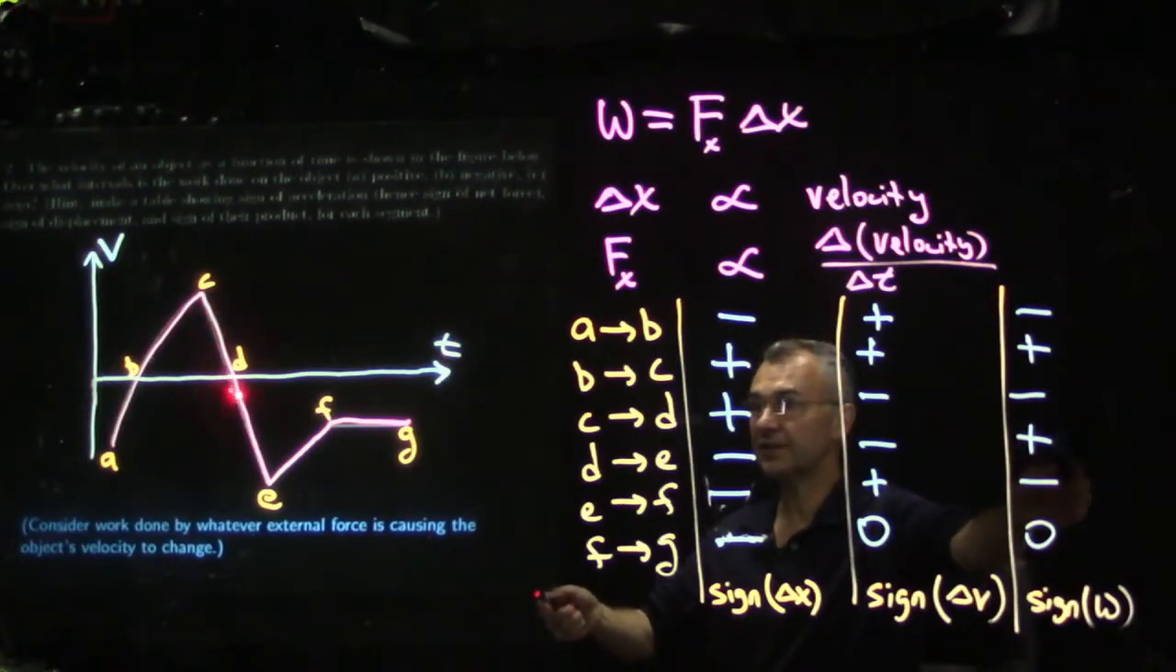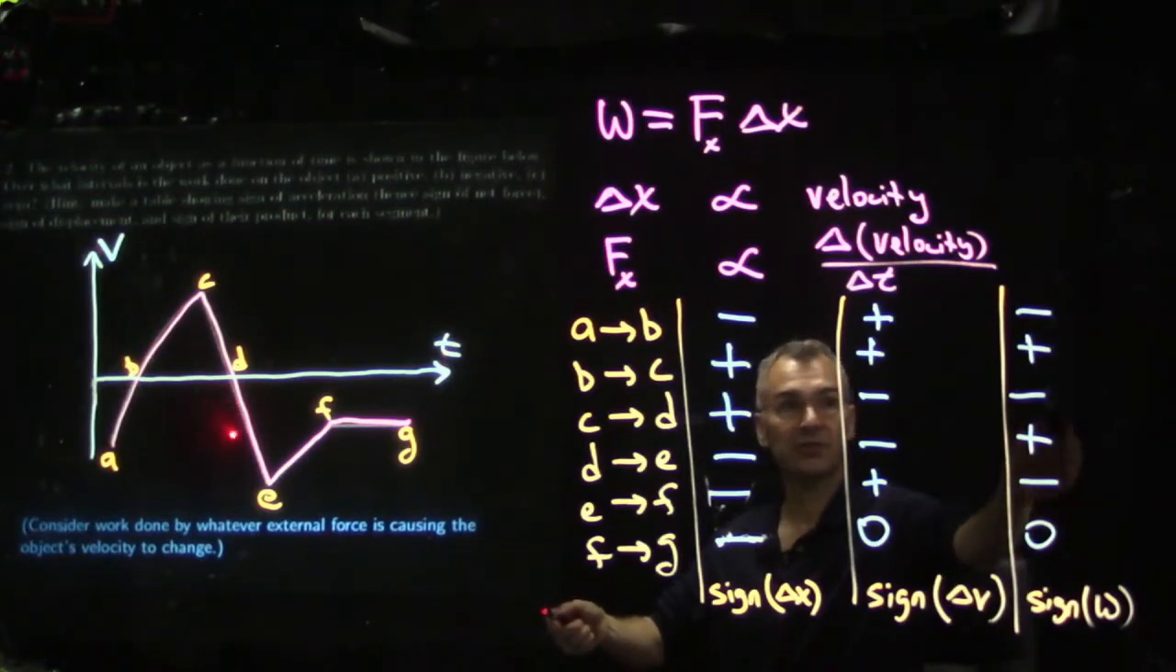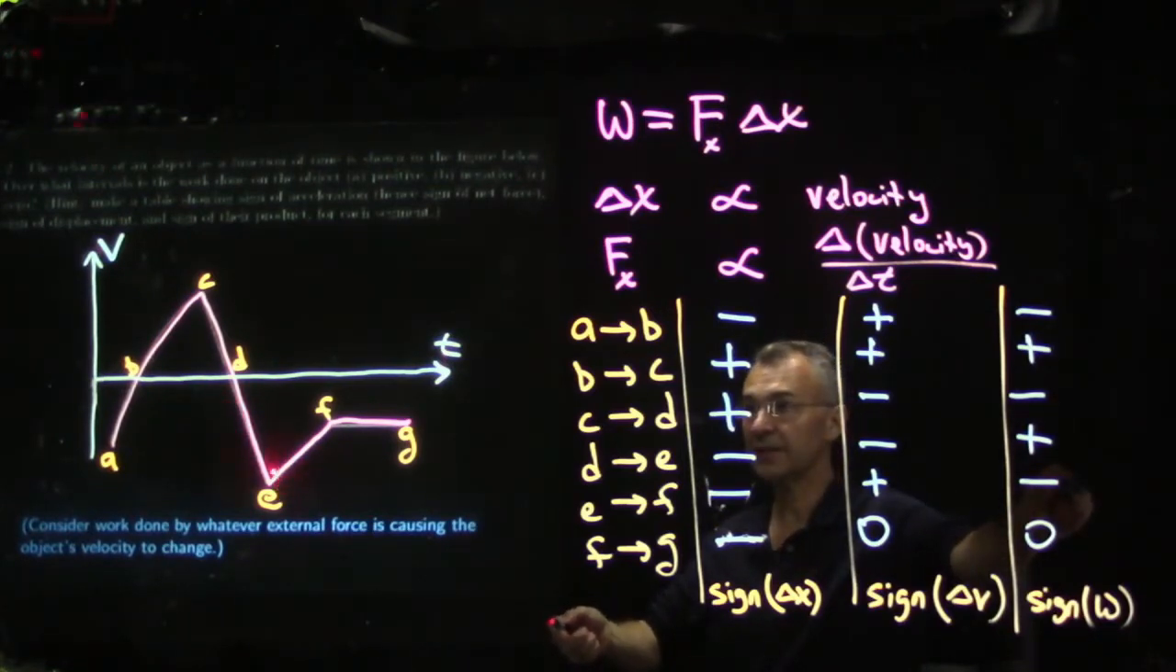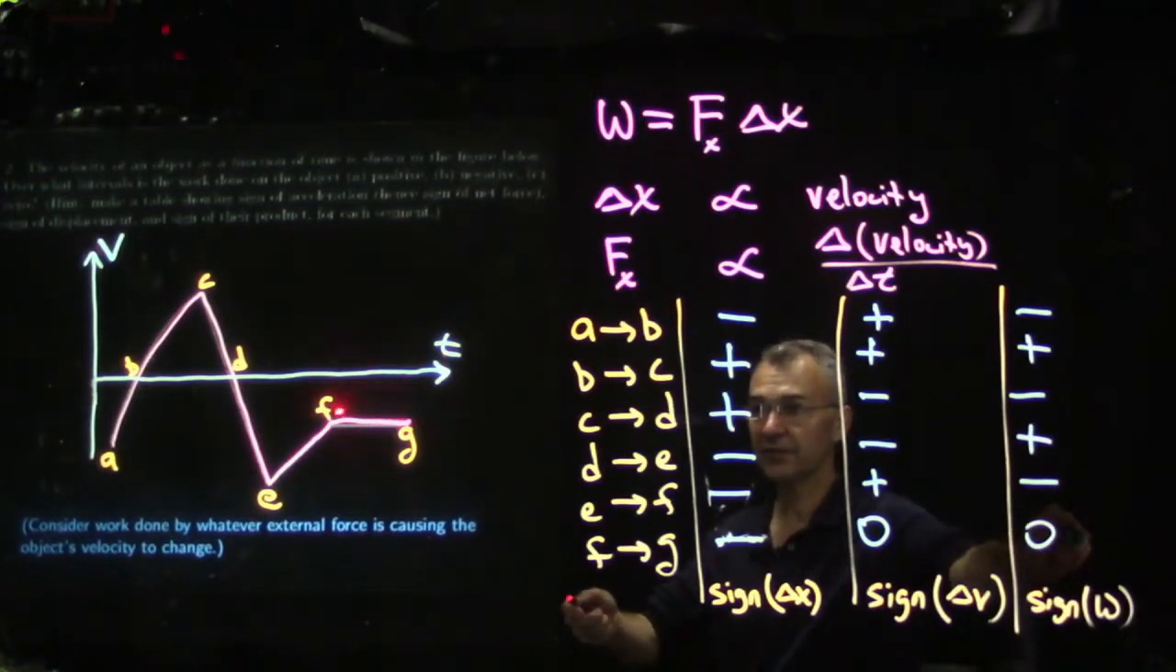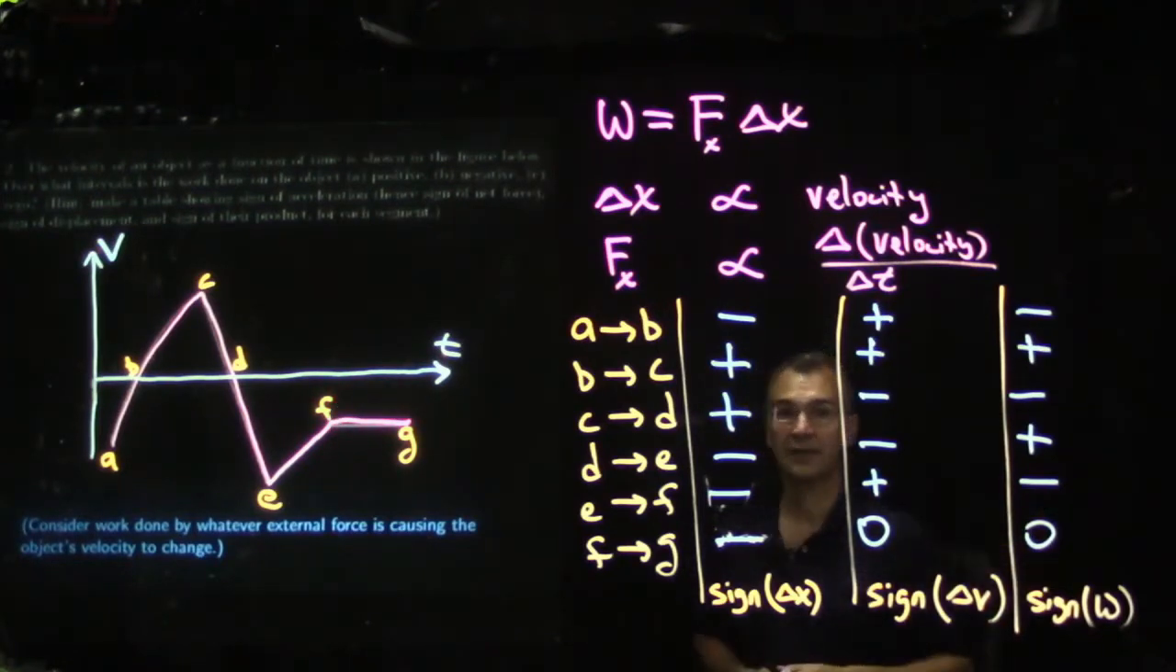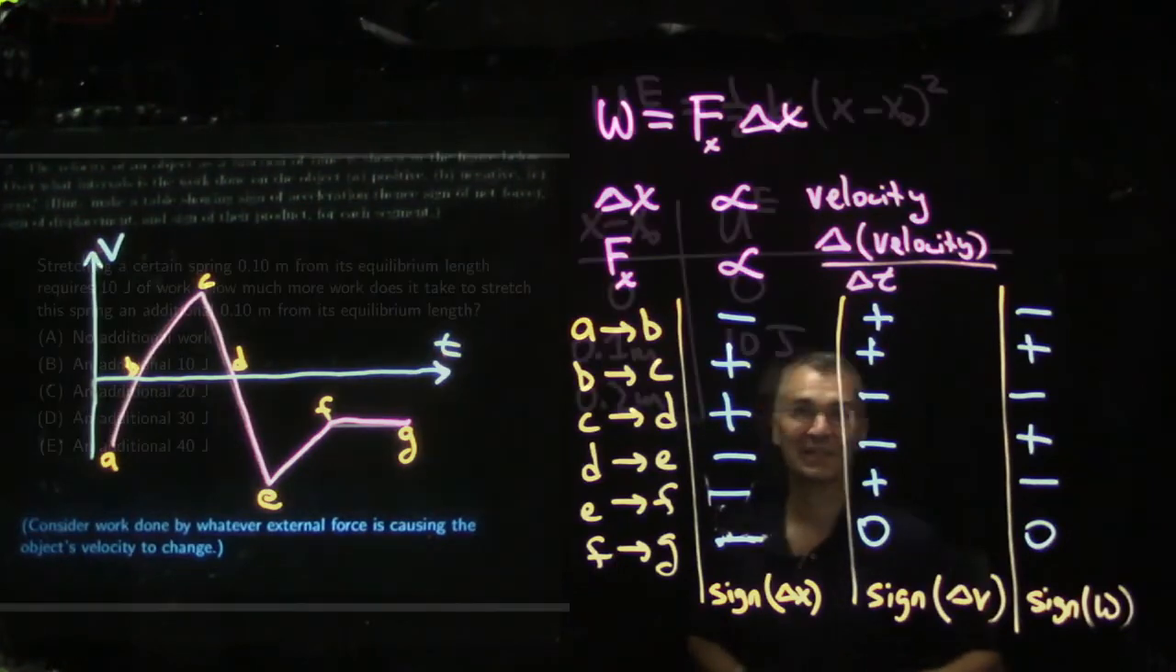Here, the displacement is negative and the acceleration is negative, so the force is negative, so that's positive work from D to E. A, B, B, C, C, D, D, E, yeah. From E to F, the displacement is negative, but the acceleration is positive, so the force is positive, so that must be negative work. And then from F to G, the acceleration is 0, so the force is 0, so that's 0 work. That's kind of tricky also.